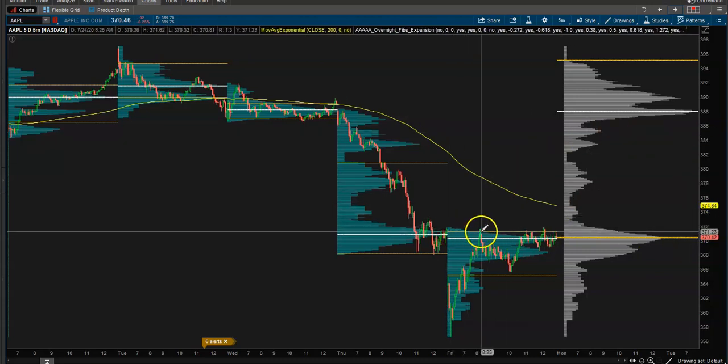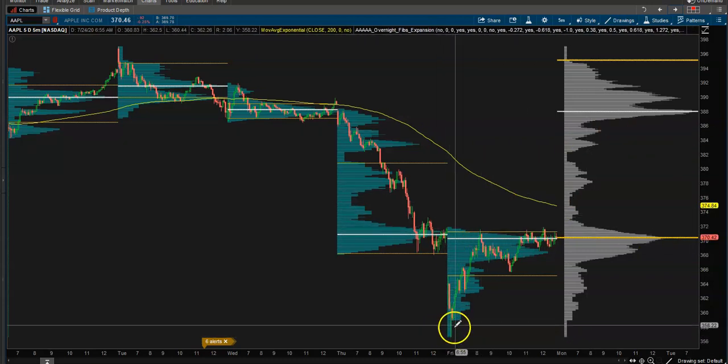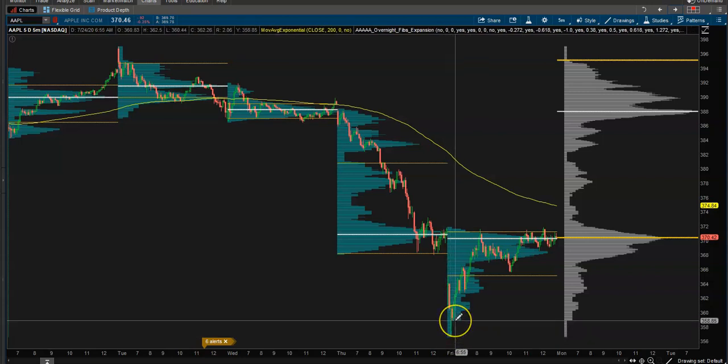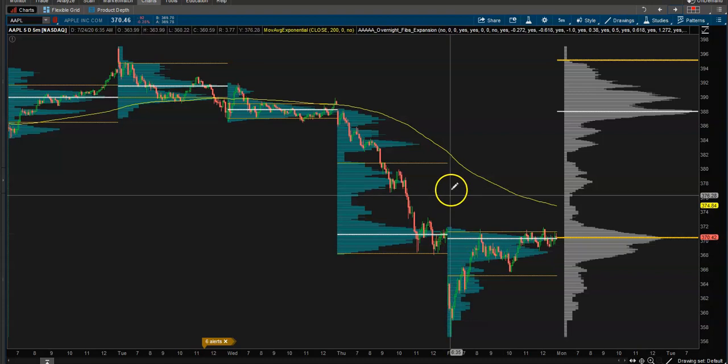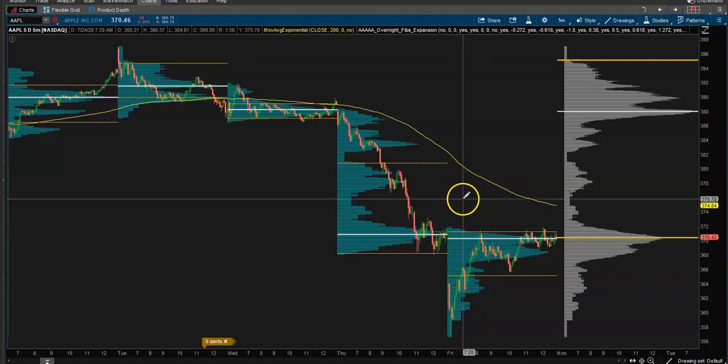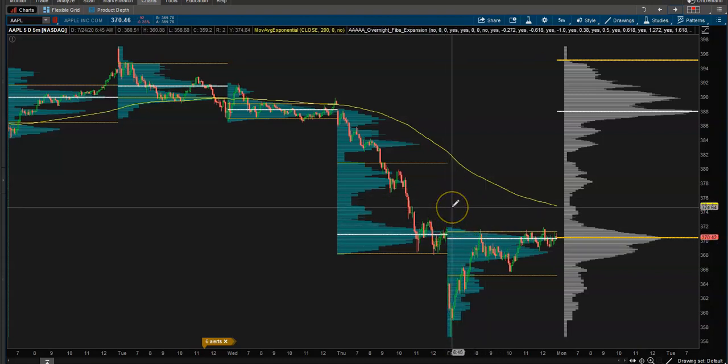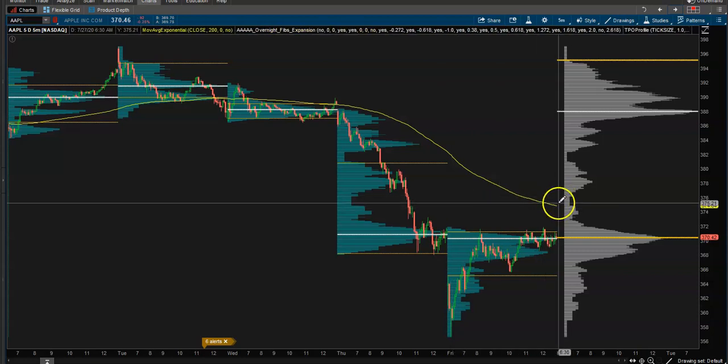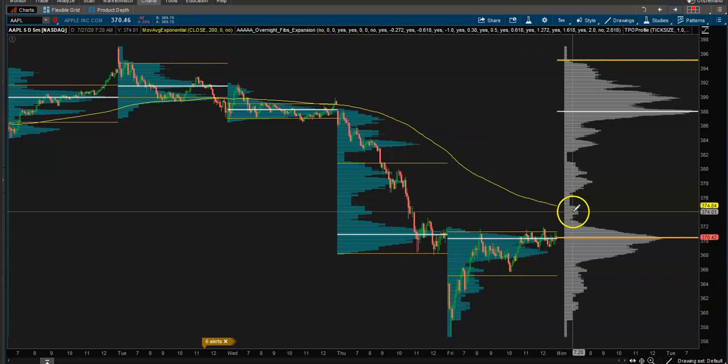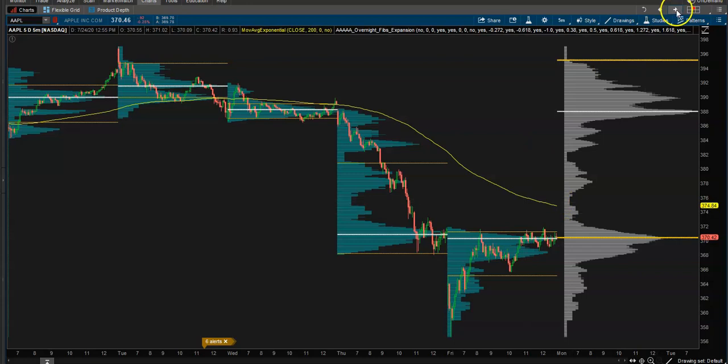Also, just to be able to see the low volume node here, or excess down below. Well, there's no excess up here, so I'd be expecting price to maybe rally on Monday, we'll say, and I would be looking for the very first touch of the 200.